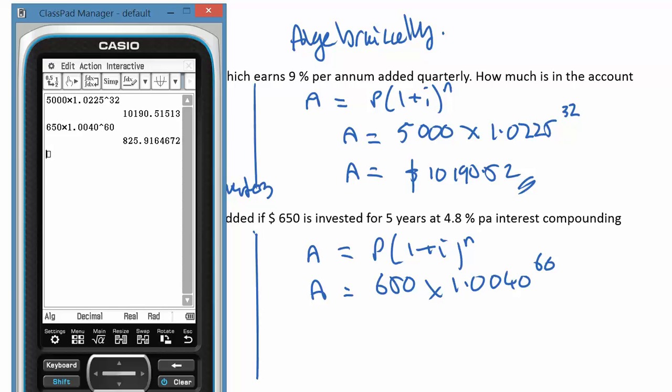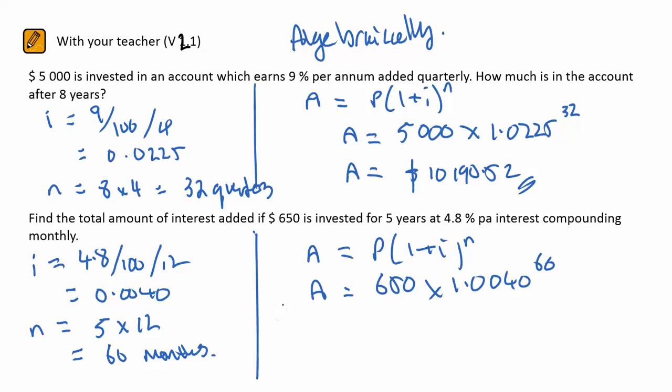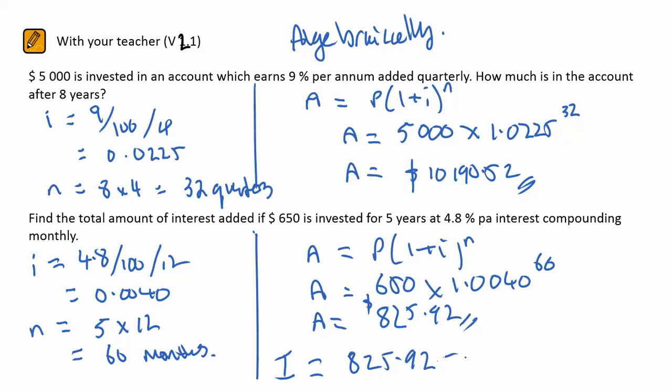So to find the total amount of interest earned, I have to subtract the 650 from that. The interest earned: $825.92, take away the $650 you invested, $175.92.